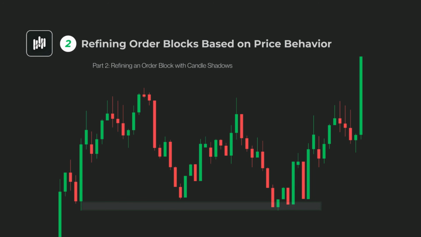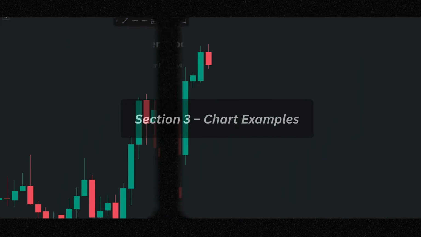The reason for this is that the shadow represents the final bearish pressure before buyers took control within that candle, making it the most critical portion of the order block. This technique allows traders to tighten their zones, eliminate unnecessary price area, and focus only on the level where smart money participation is most likely to occur. Section 3.